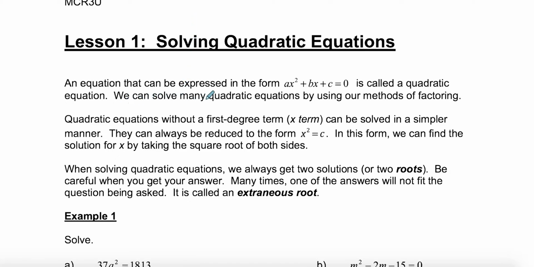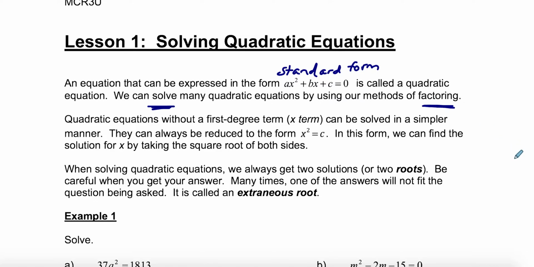An equation that can be expressed in the form ax squared plus bx plus c equals 0 is called a quadratic equation. That is actually in standard form. What's good about standard form is that it's set up so that we're able to factor. We've already reviewed factoring, but we're going to see a little bit more, and we're going to solve a quadratic equation by factoring.